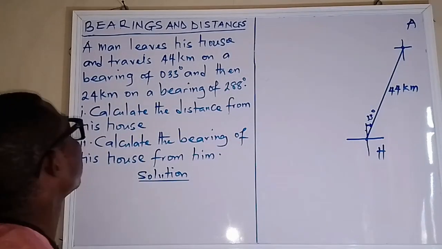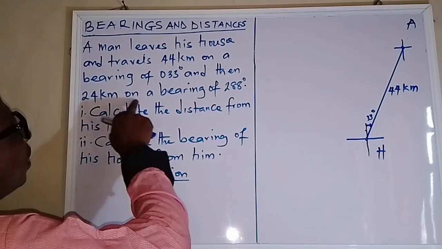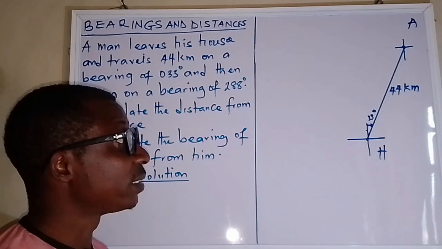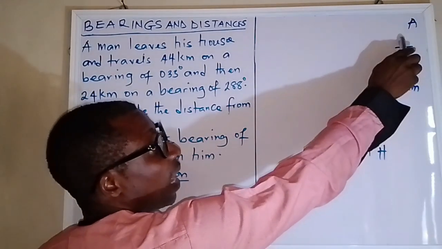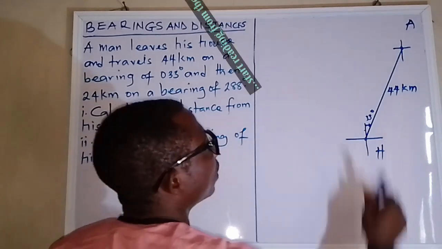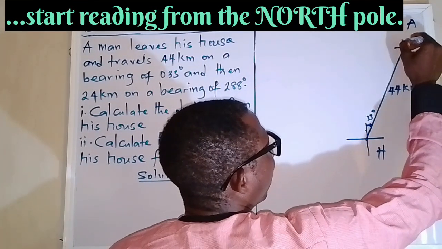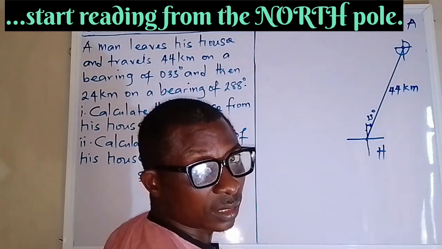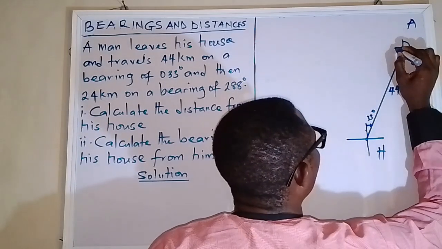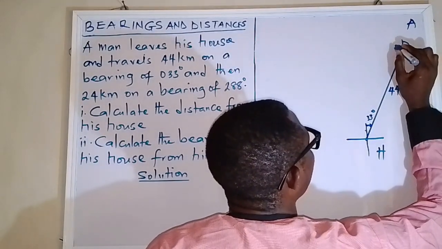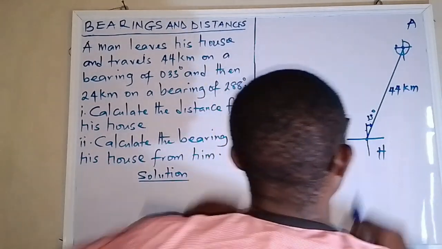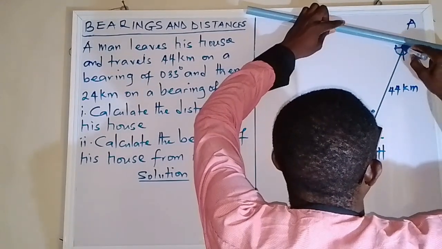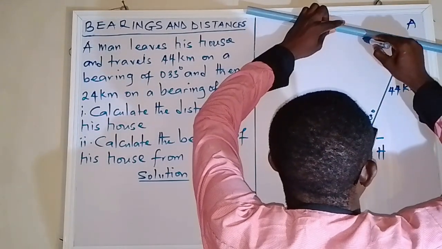He then changes course and travels 24 kilometers on a bearing of 288 degrees. Don't forget, I'm taking the reading from here and I'll start from the North Pole. Start moving from here down to this place. Now to west, that is 270. So you move 18 degrees above the west. Okay, a very small angle. So the distance is 24.